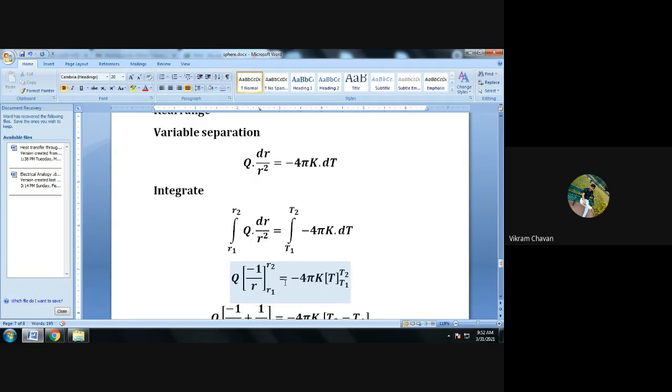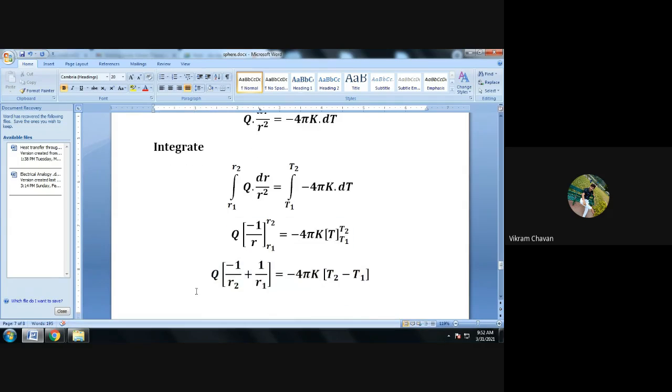Now just put the limits inside the bracket: higher limit minus lower limit. In such a manner we have to take the limits. First, we apply the higher limit to the integration, so minus 1 upon r, and instead of r we take r2, so minus 1 upon r2. Now minus the lower limit. So minus minus will become plus, and the lower limit is r1, so it becomes 1 upon r1.